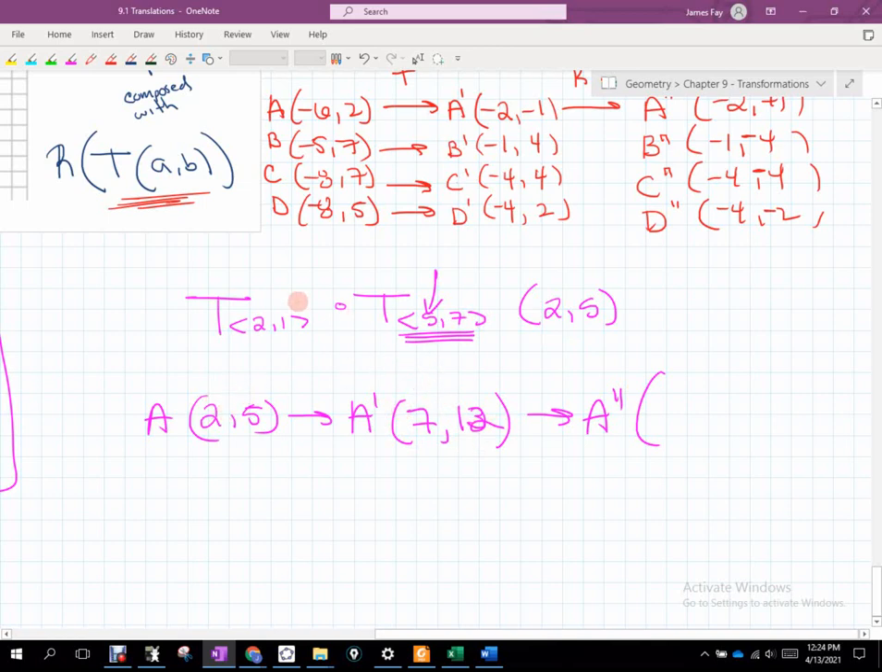the 2, 5. So what's that 2 going to tell me to do to the 7? Add 2, so it gives me 9, right? What's that 1 going to tell me to do with this 12? Add 1 gives me 13. Is that okay with everybody? So that's going right to left. Let's do it this way.